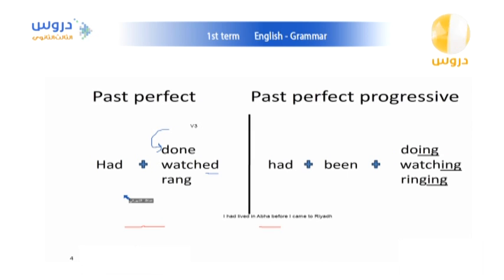So here we have two actions in the past. Two actions, had lived. This is the form of the past perfect. In Abha before I came to Riyadh. And the base form for came is come. Come, came, come. So two actions. Let me say this is number one, and came here is number two.